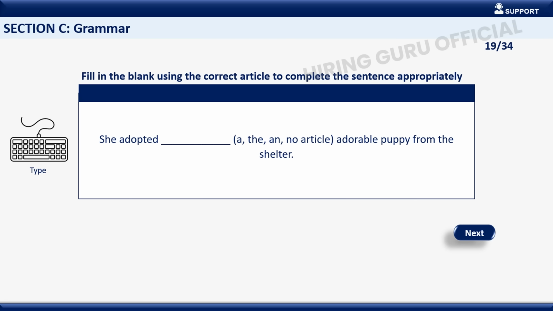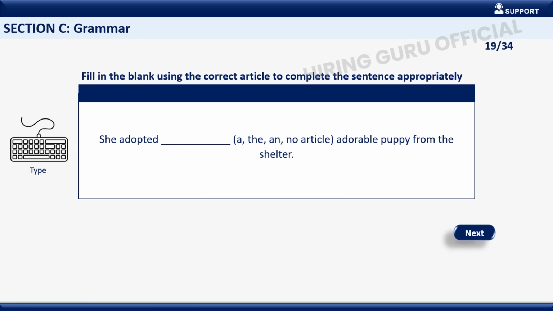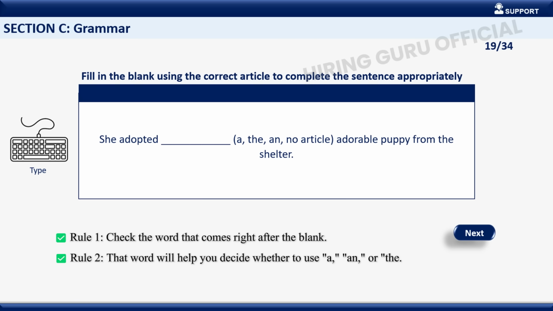So the question reads as, she adopted dash adorable puppy from the shelter. Okay, so as I said earlier, the first step is to check the word after the blank. Here, the word adorable starts with a vowel sound. And guys, remember, we always use an before words that begin with a vowel sound. So the correct answer is an. She adopted an adorable puppy from the shelter.